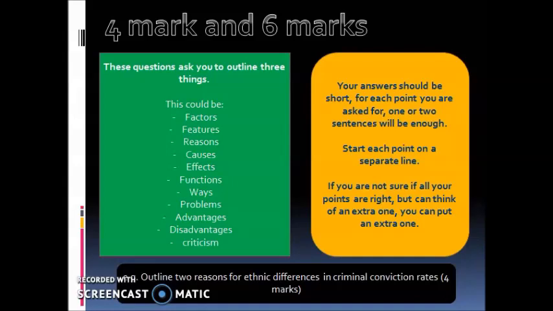Start each point on a separate line, and if you are not sure if all your points are right, you can think of an extra one. You can put that down instead. You should spend 1.5 minutes per mark. So that means a 4 and a 6 mark question, equal to 10 marks in total, allocate at most 15 minutes. But I would suspect most students will answer them much quicker than that, leaving you lots of valuable time to spend on your longer answers.